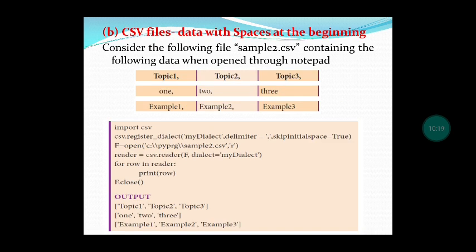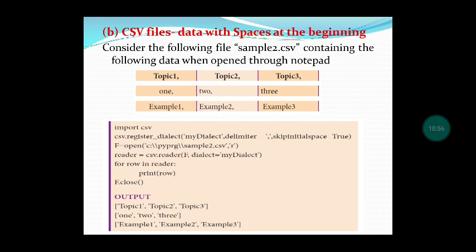We can give the data with the space at the beginning in the CSV file. Here topic 1, 2, 3 and example 1, 2, 3 has been given. This file name has been saved as sample2.csv. In this example, first we have given, as I already said, import csv, and csv.register_dialect, my dialect, comma, delimiter equal comma, and skipinitialspace equal to True. That is, the initial space has been skipped. If you are giving True, that means the space will be skipped.